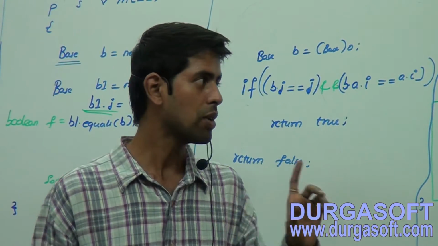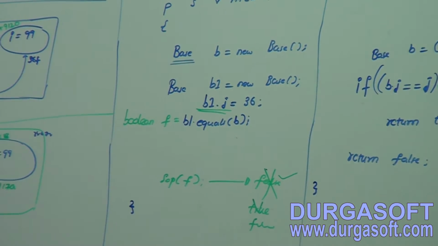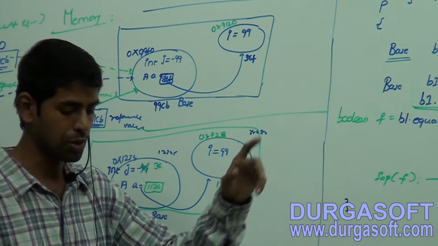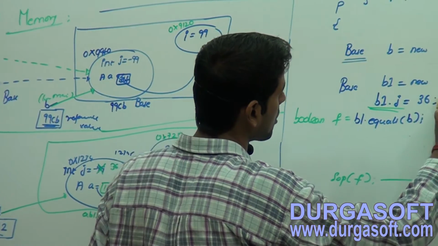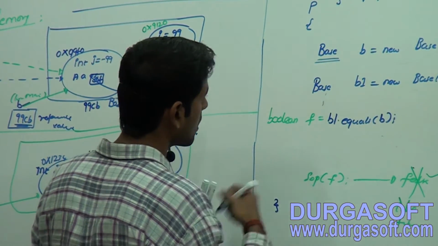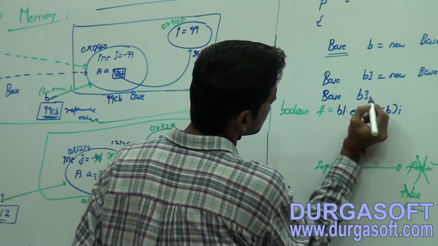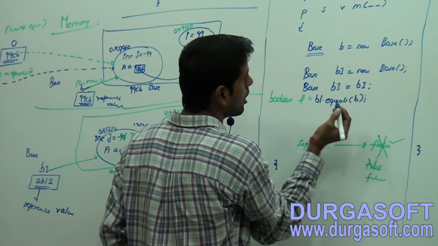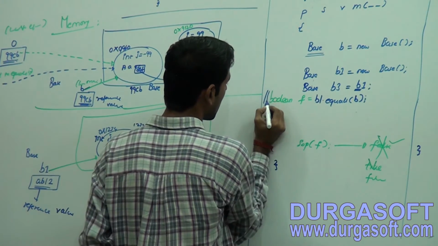So observe here. Now I'm going to perform some modifications to this code. Observe here, guys. Now let me write one small statement here: Base b3 equals b1, that is, I am assigning the b1 value to b3, and just comment this one.